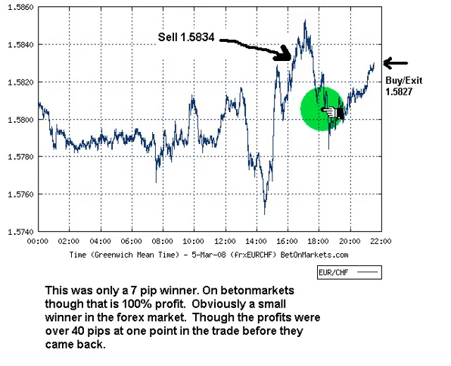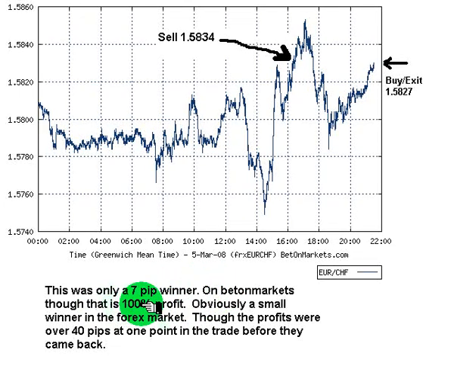We were in profit of about 40 pips at one point, and then the market rebounded, and our exit price was at 1.5827. So this was a 5-hour trade. It was a 7-pip winner on the Forex market. On Bet On Markets, it was 100% profit.